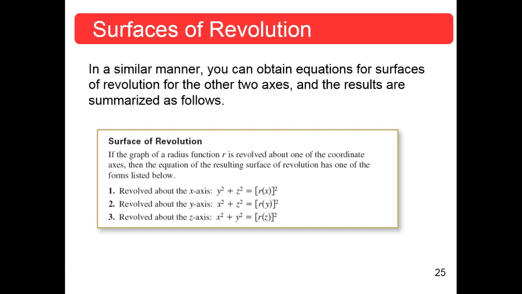If it's revolved around the x-axis, then the x is going to be involved with r, and this will be y squared plus z squared is equal to r of x squared. Revolved around the y-axis, that's going to deal with the r of y, so x squared plus z squared is equal to r of y squared. And if it revolves around the z-axis, then x squared plus y squared is equal to r of z squared. Those are your three formulas that you would come up with.